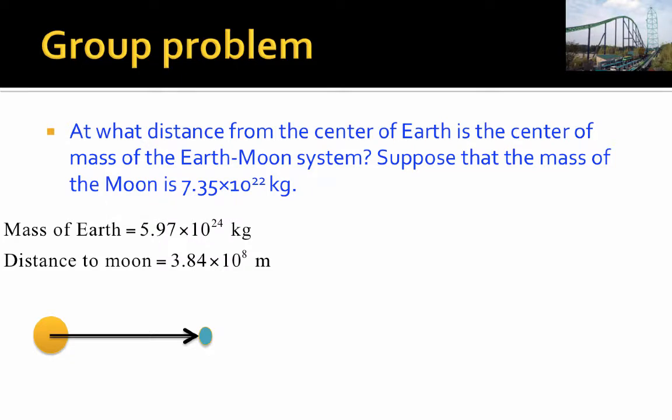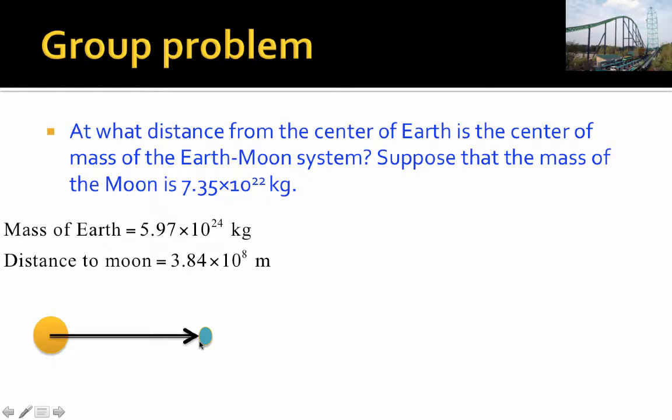All right, so let's do a simple problem. What distance from the center of the Earth is the center of mass of the Earth-Moon system? Let's say this has the Earth as the larger circle and the Moon as the smaller circle. We know the inertia of the Earth and the inertia of the Moon, and the distance between the two is 3.84 times 10 to the 8 meters.